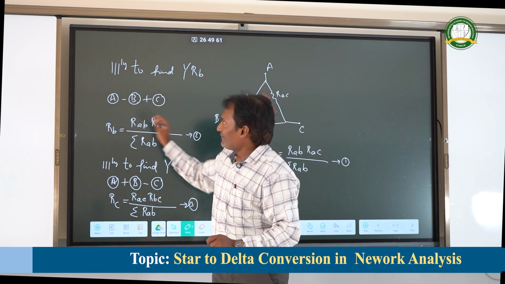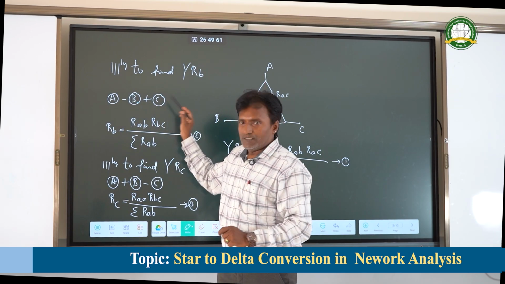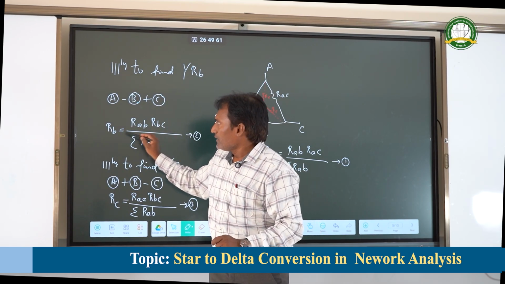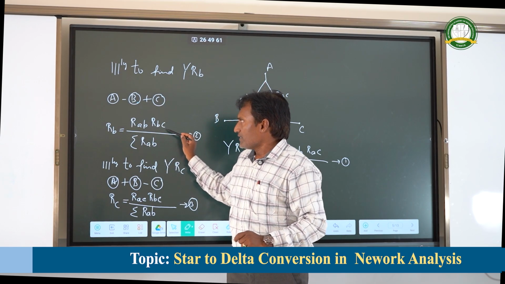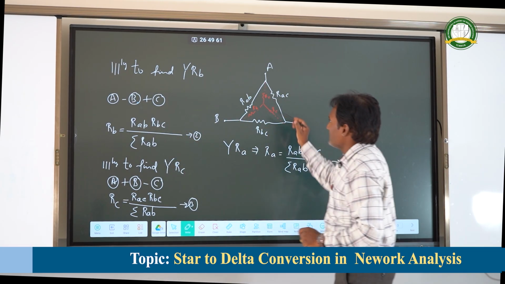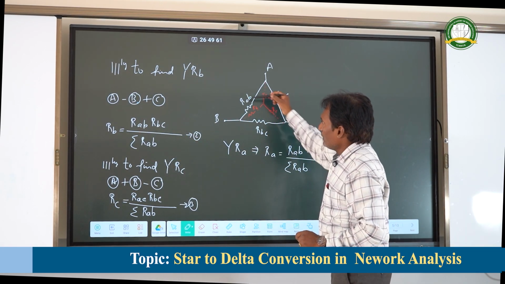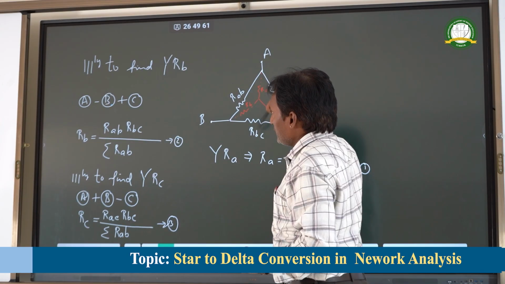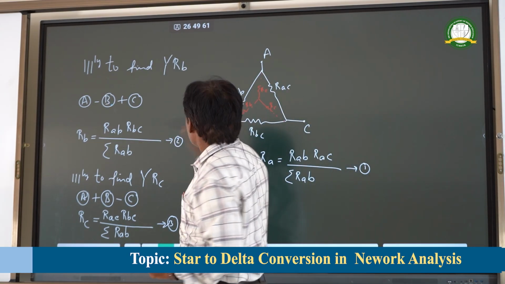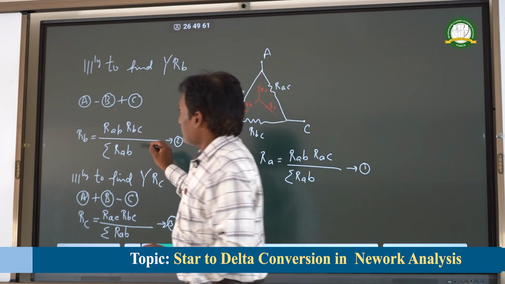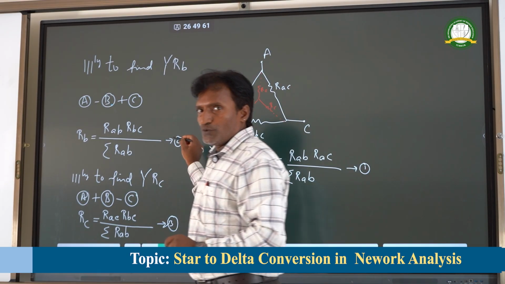On substituting the values for A, B and C and solving it, we are going to get RB equal to RAB into RBC. That is the opposite components. As we can see here, RB is the element here. It is a multiplication of opposite values, and finally a summation of all the values. So it is given as equation 2 here.